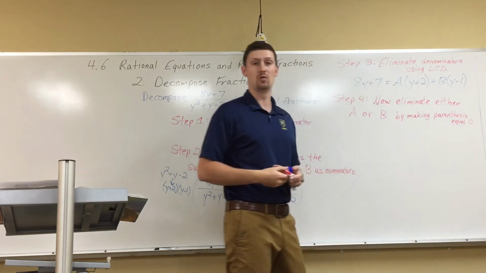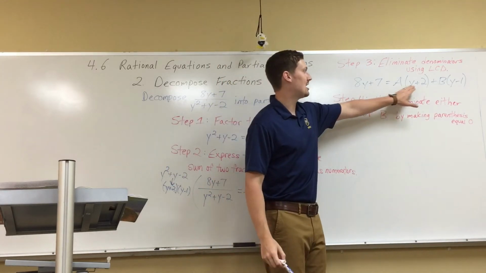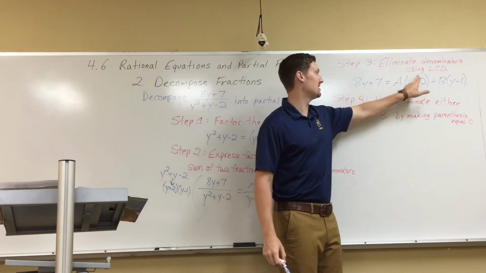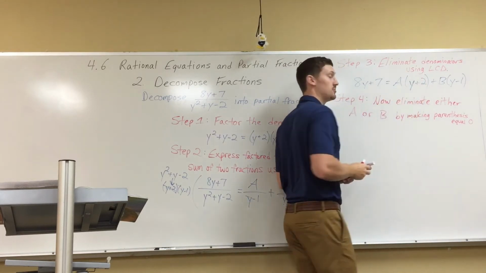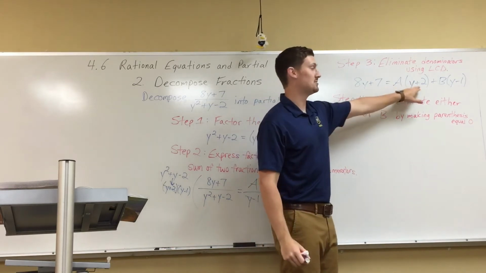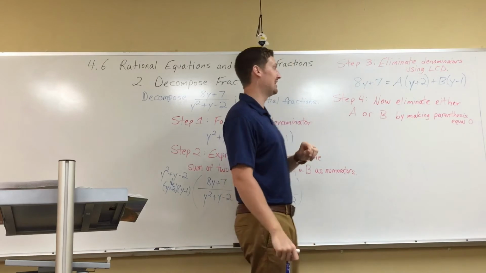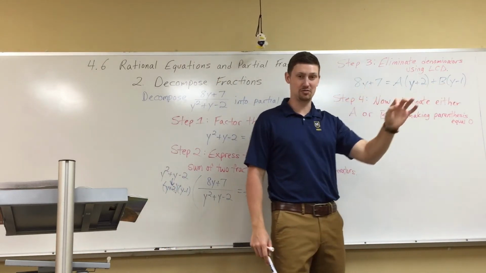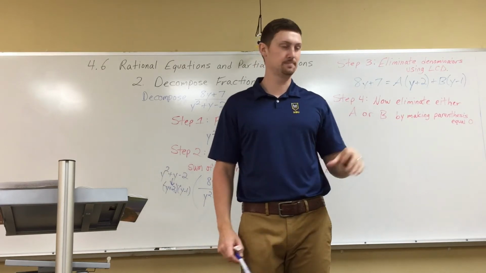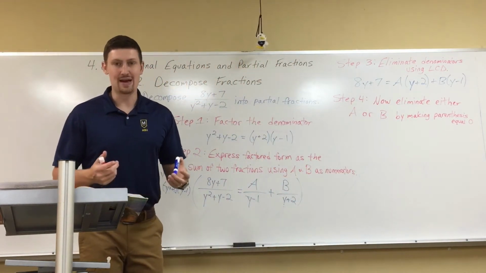In other words, let me explain that step. Look at A times y plus 2. What happens if y plus 2 all of a sudden becomes 0? A times 0 is 0. That whole thing's gone. That's what we want to do. We want to eliminate either A or B by making these parentheses equal 0. Now, we're going to have to do it in 2 different steps because they're different. But that's the idea.